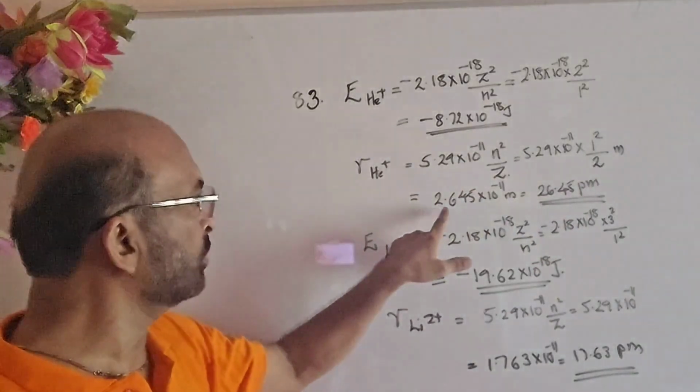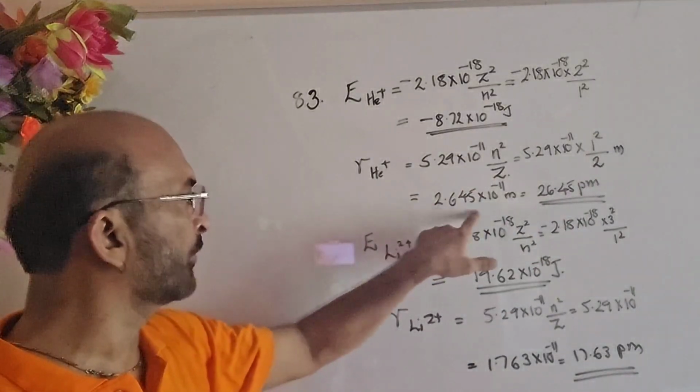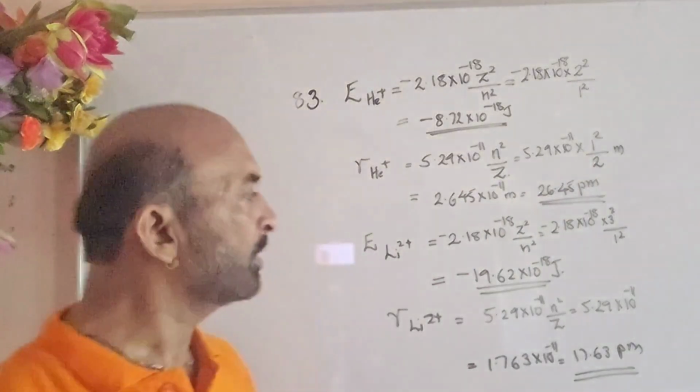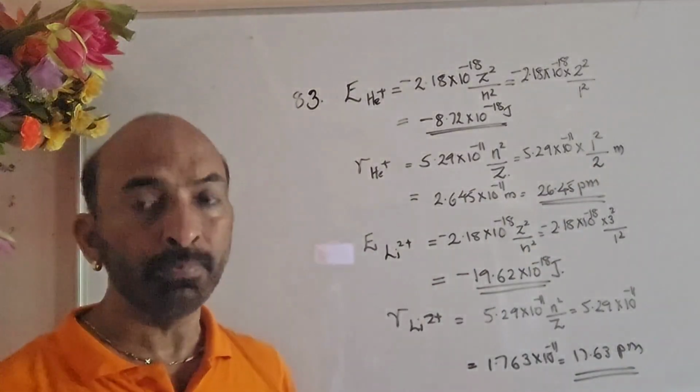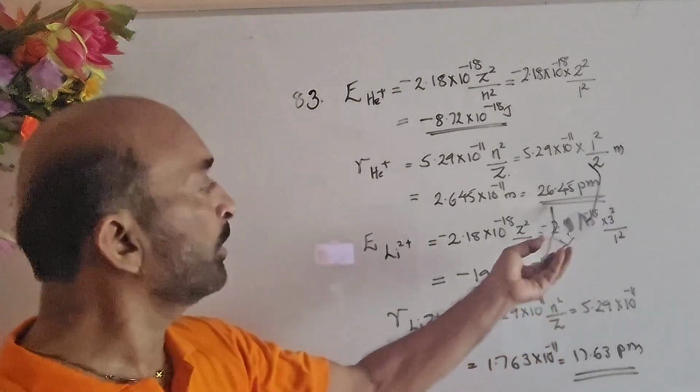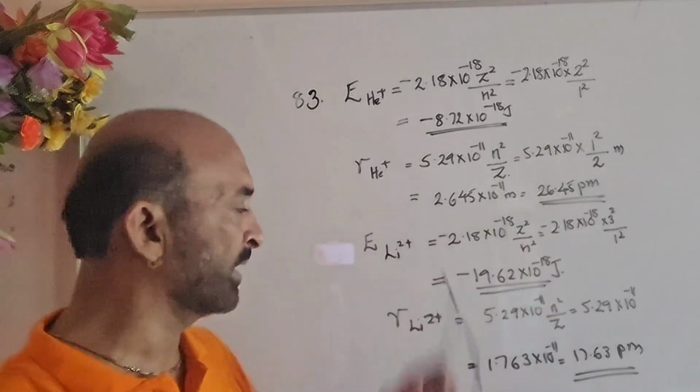So simplification gives you 2.645 into 10 to the minus 11 meter. But the options given is in picometer. To convert into picometer, you have to multiply it with 10 to the power 12. Then you get 26.45 picometer.